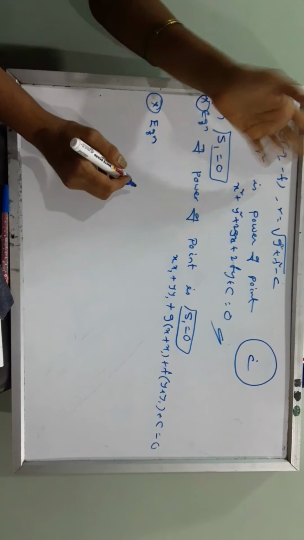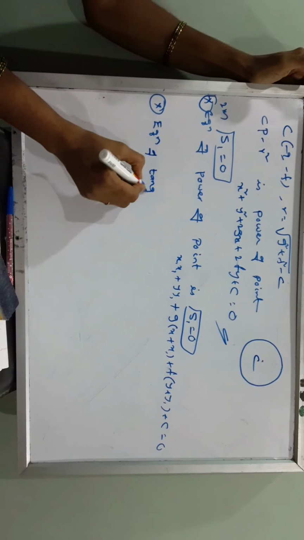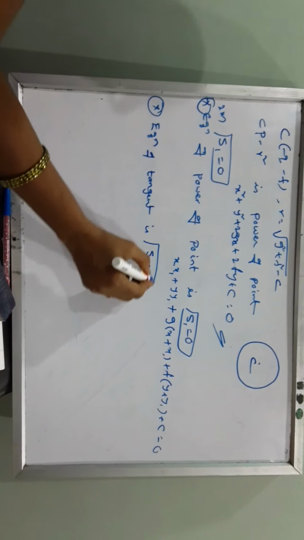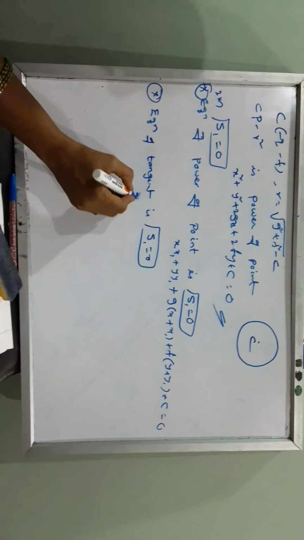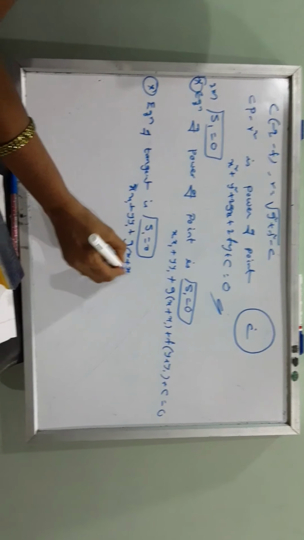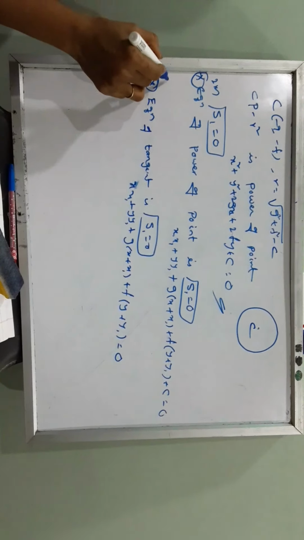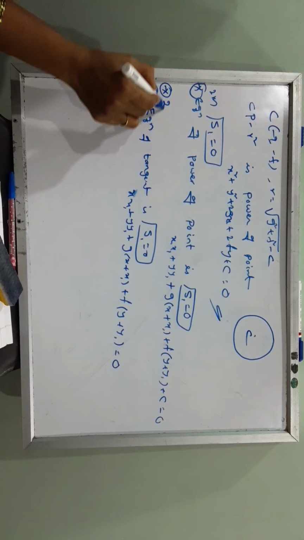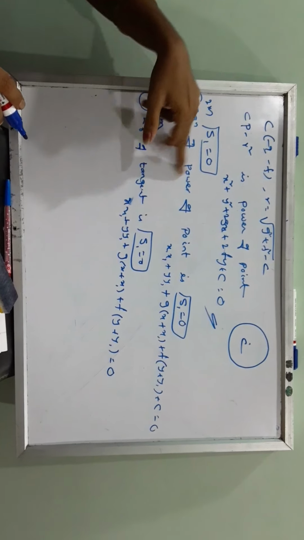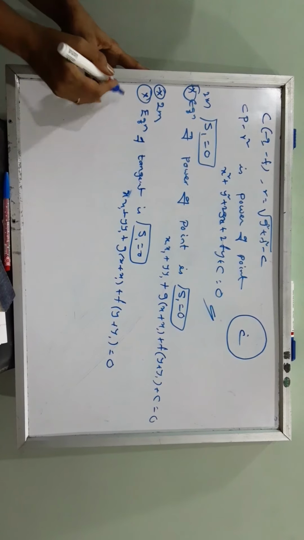Just now we have discussed the length of tangent. This is the equation of tangent. The equation of a tangent is also S1 is equal to 0. S1 is nothing but x x1 plus y y1 plus g of (x plus x1) plus f of (y plus y1) is equal to 0. This is also important for very short answer, 2 marks. They are both the same. For the power of a point and the equation of tangent, we have to use the same formula, S1 is equal to 0.